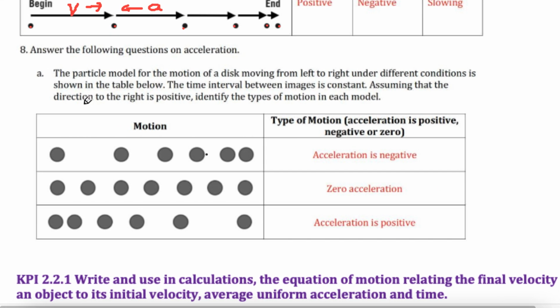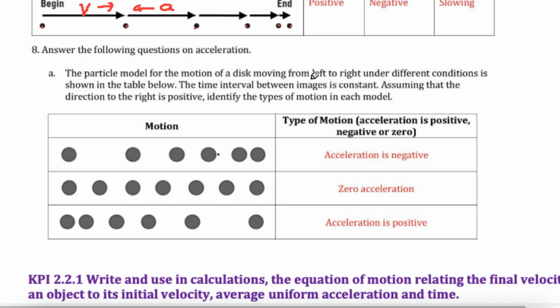Now, same thing. Let's have a look here. What does it say? It's moving from left to right. So the V is on the right-hand side. So we know the V is positive. Now, looking at this, they're getting closer and closer, it's slowing down. The only way it can slow down is if the A is to the left. That's the only way this will slow down. These are equally spaced. If they're equally spaced, then the speed is not changing, it's constant speed. If it's constant speed, there is no acceleration at all.